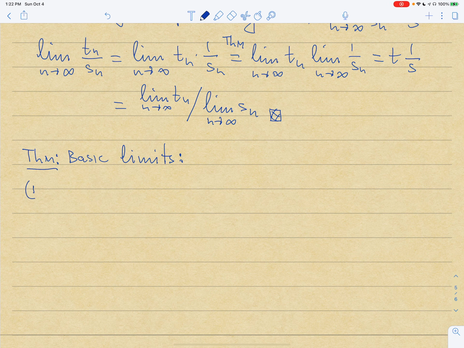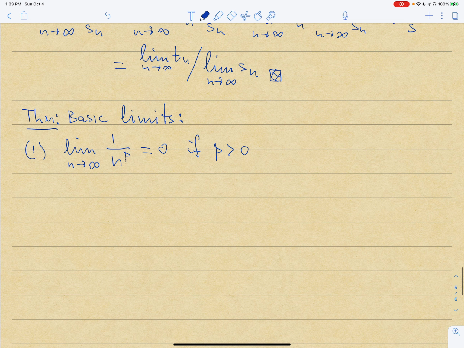Number one, the limit as n goes to infinity of 1 over n to the power p is equal to 0 if p is greater than 0. Let's prove this assertion. So proof. Here you would have to use a definition of a limit.